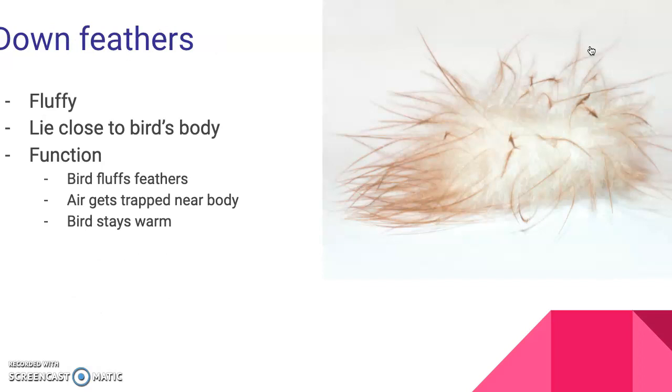This is in contrast to down feathers, which are those fluffy little tufts you might see on the ground as well. They lie close to the bird's body, but notably they're not found on the wings, because their function, unlike contour feathers, is to keep the bird warm. So what the bird will do is it'll fluff its feathers and air will get trapped near the body, and those down feathers will keep the air in there so that the bird can keep its warmth.